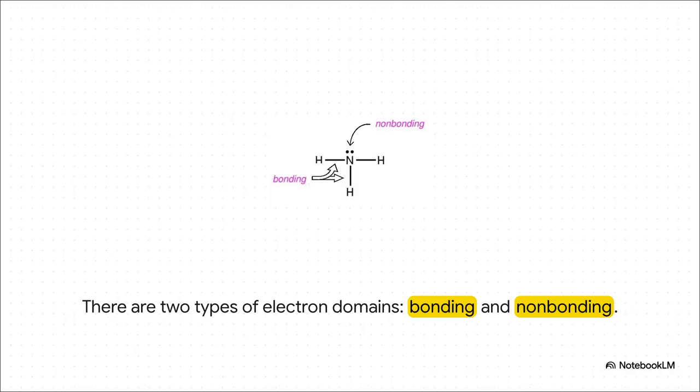Now, in VSEPR theory, we basically look at 2 types of these electron areas, or domains. First, you have bonding pairs. These are the electrons that are actually forming the connections, the chemical bonds, between atoms. Then you have non-bonding pairs, which you'll often hear called lone pairs. These guys are electrons that just hang out on the central atom, not involved in any bonds.